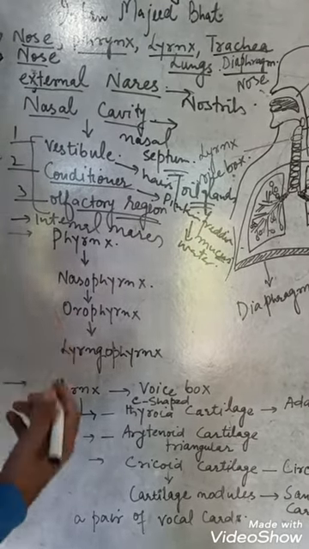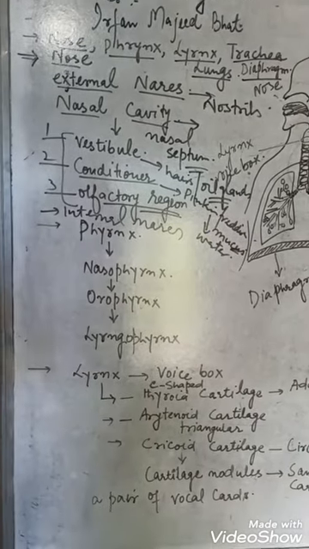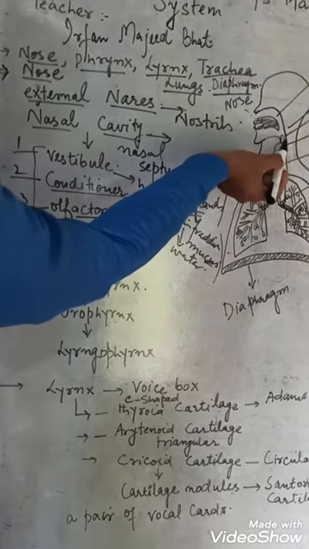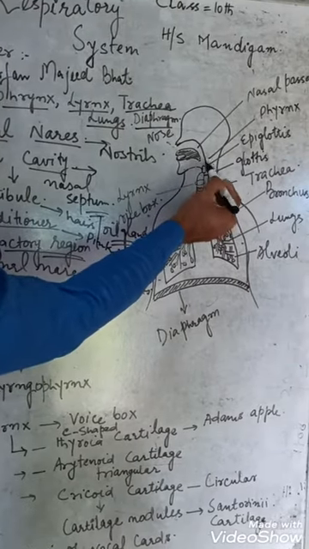Then you have the internal nares. They carry on and go down towards the pharynx. Now you have the pharynx. The pharynx is just below your skull. Here it is found; this part is called the pharynx, as I have shown in the diagram.